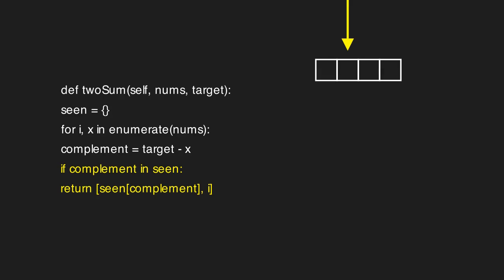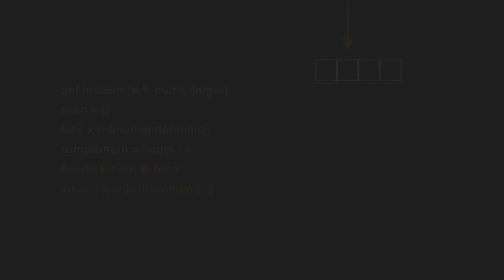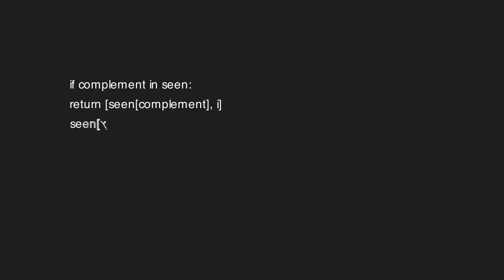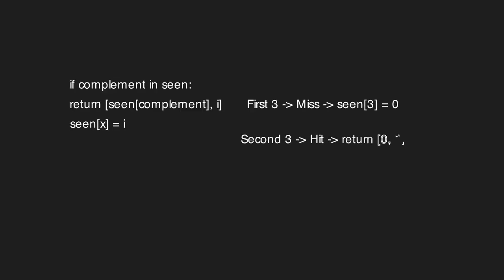This code does not scan dictionary values and does not search the array again; the complement itself is the direct hash key. The final state update is seen at key x equals i, placed after the successful lookup branch. Its position is part of the algorithm, not a stylistic preference. On the first 3 in the duplicate example, lookup fails and insertion records index 0. On the second 3, lookup succeeds and returns before replacing that entry.